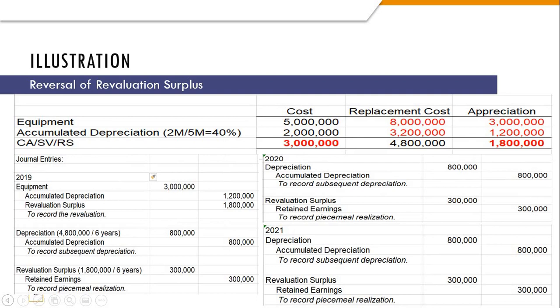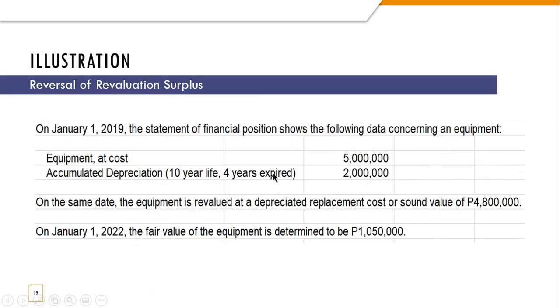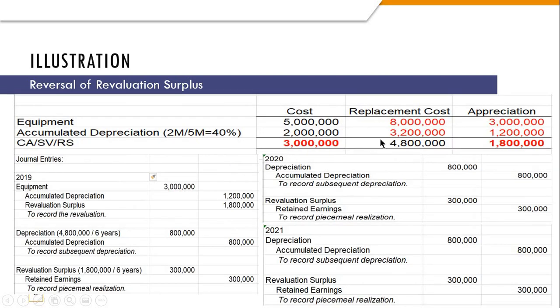Ito siya. Now, so, the equipment, accumulated depreciation, the CA, the SV, and the RS. CA is the carrying amount, SV is the sound value, and the RS is the revaluation surplus. So, eto siya. Ayan. 5 million minus 2 million, that's 3 million. Okay? Tapos, 10-year life, 4 years na yung nag-expire. So, 4-year, o kumbaga 40% na yung age ng asset as against its useful life. No? Yan. So, meaning, itong 3 million na carrying amount niya is 60%. Kung ito 40%, ito naman 60%, to be depreciated over the remaining 6 years.